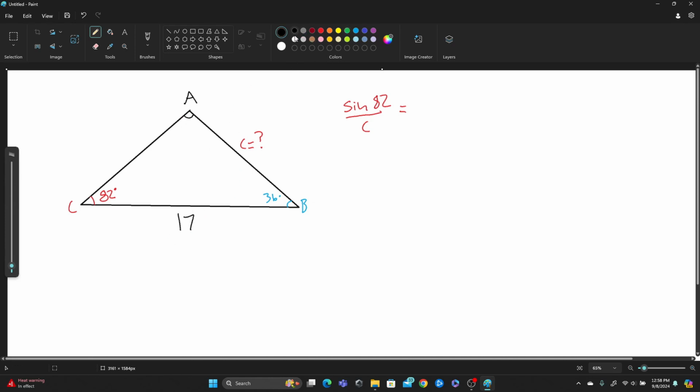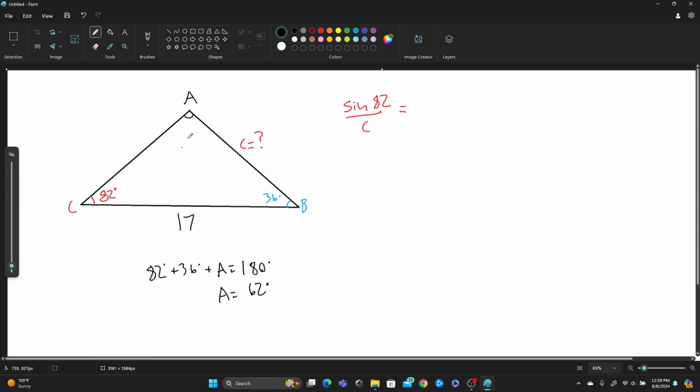The first thing that we notice is that the easiest thing to do in this situation would be to set 82 degrees plus 36 degrees plus the missing angle, which is angle A, equal to 180 degrees. And then subtract 82 and 36 from 180, and that would give us angle A is equal to 62 degrees.